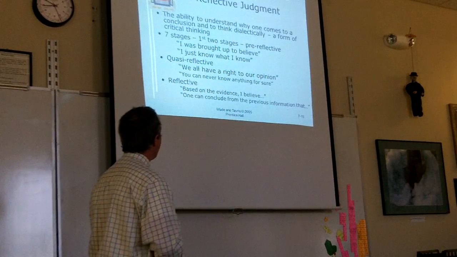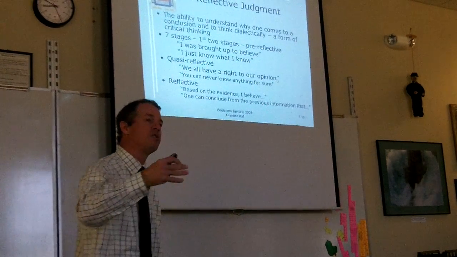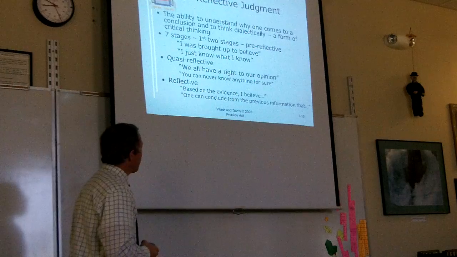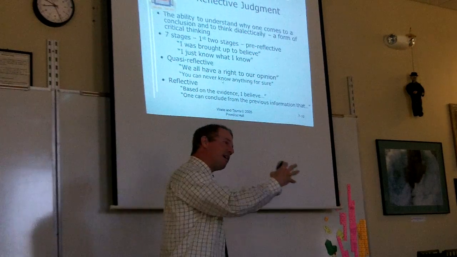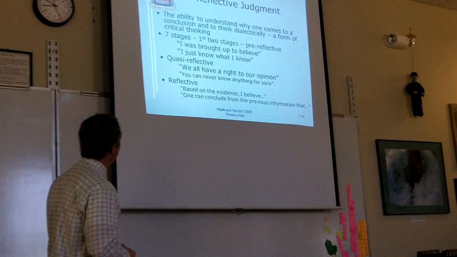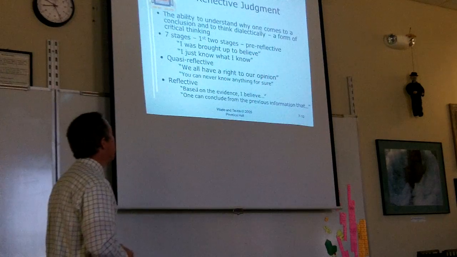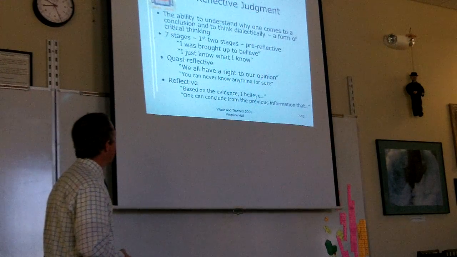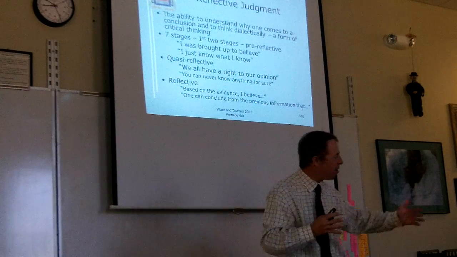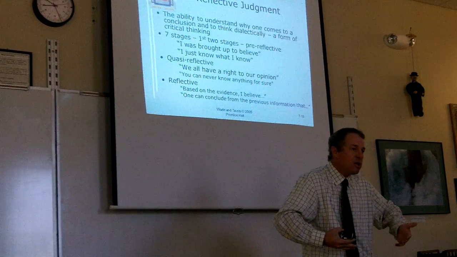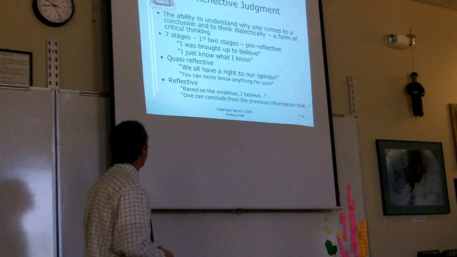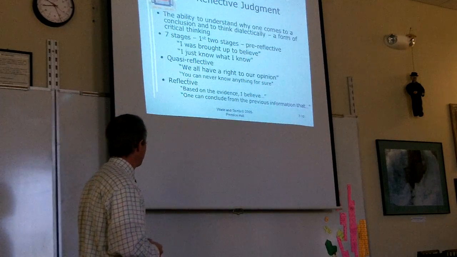Now you're getting there, you're on your way there when you're saying things like, we have a right to our opinion, and you can never know anything for sure. Those are the third and fourth stages. These are correct statements, but you're still not using the evidence to justify your opinion as well as you could. And then the final stages, when you're saying something like, based on the evidence, I believe, or one can conclude from the previous information that, and you follow that up with reasons that make sense, then you're using what they call reflective judgment. And those are the later stages.